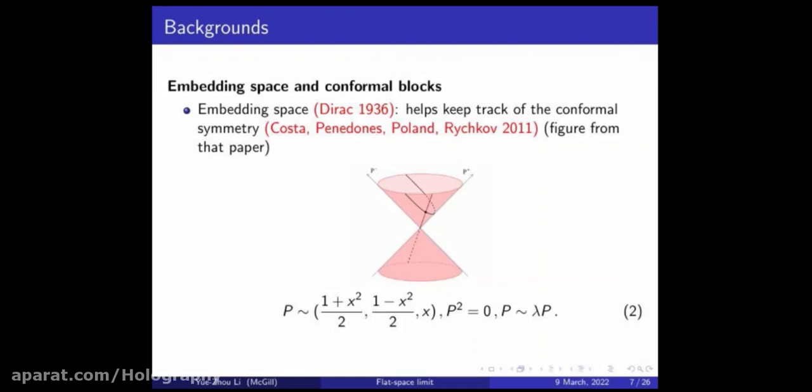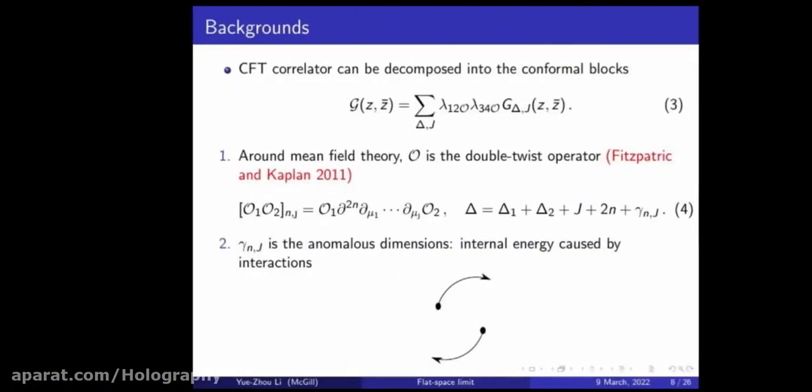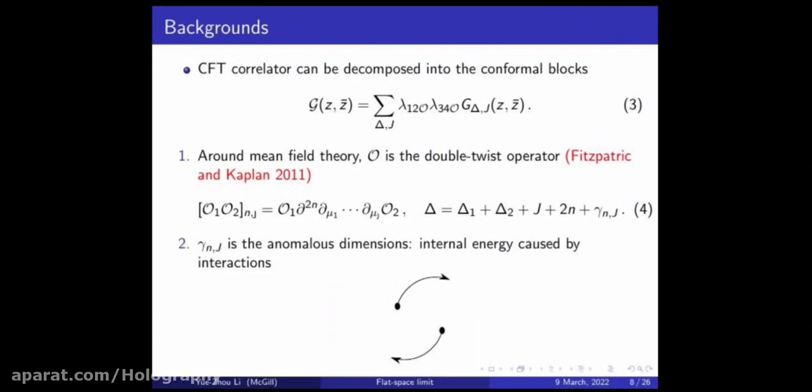So we can introduce the embedding coordinates, where this X is the usual coordinate in CFT, and this P is the embedding coordinate in the embedding space. It has to satisfy the null constraint, and it has to be homogeneous in the coordinate. And a CFT correlator can be decomposed into conformal blocks. That is, if we have a CFT correlator, we can write it as a sum over a bunch of conformal blocks weighted by the OPE coefficients.